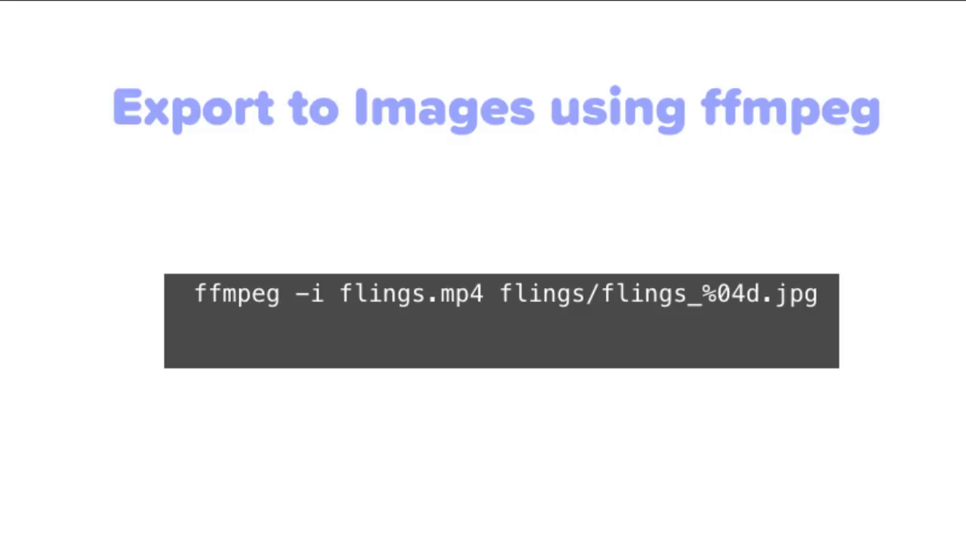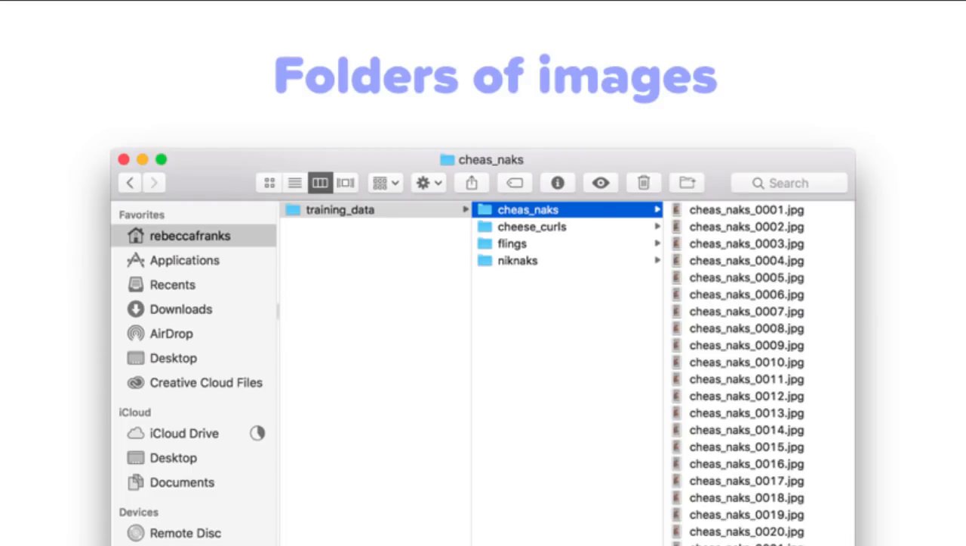So I use a tool called FFmpeg. You just install it and run it on the command line, you give it the video, and it gives you a set of images out for that video. So this is the command that I ran for every single video that I want to train on. And then I've got a whole folder of images. So at this point, I've got cheese knacks, cheese curls, flings, and knickknacks. And each of those folders has images of those certain types of chips.